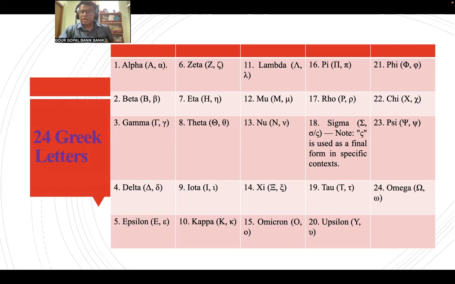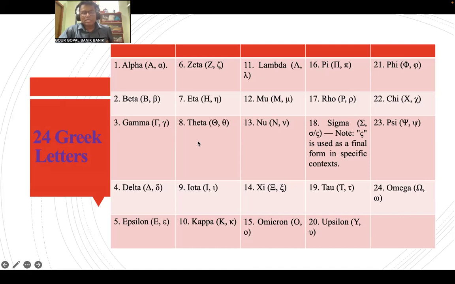So, number 23 is psi. And number 24 is omega. You must have heard the word omega. So these are the Greek letters, and they are very important for those who will study mathematics, statistics, etc. Some of these signs are used in mathematics and statistics, but today we shall be concentrating on number 8 only.